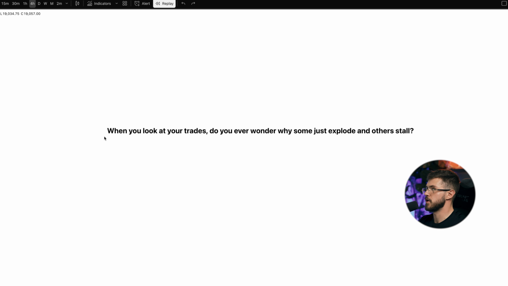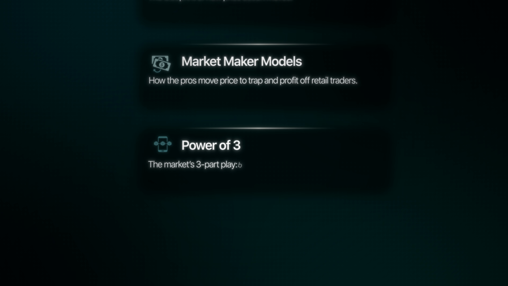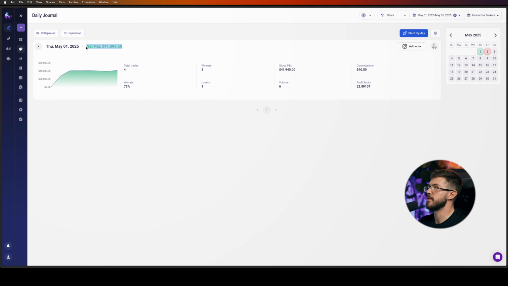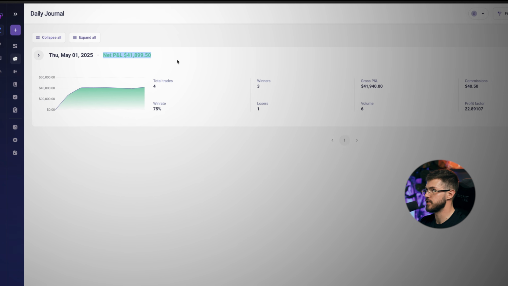Now I remember whenever I started trading, I would look over my trades and wonder why some of them exploded and were great trades while others stalled and were very slow moving. And that is where the power of 3 comes in. And this is one of the most powerful concepts. This helped me make $41,000 in a single day just using the power of 3.